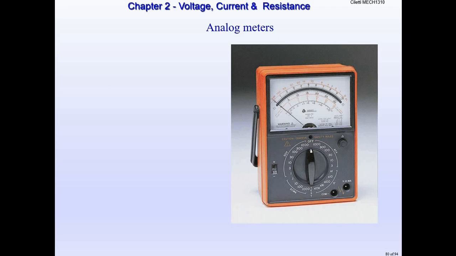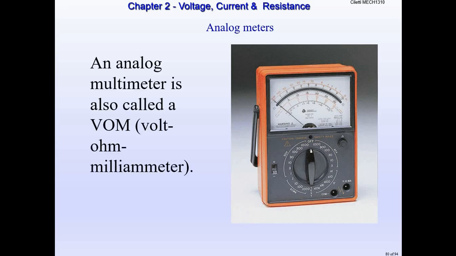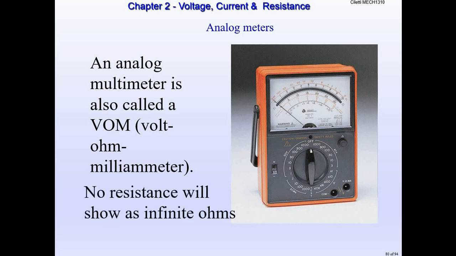This is an old school meter that uses a D'Arsonval movement. It's an analog meter. We are not going to use any one of these, but it's a volt-ohm meter. You just got to be able to read the needle movement and understand those. So for one of these, no resistance means infinite ohms.